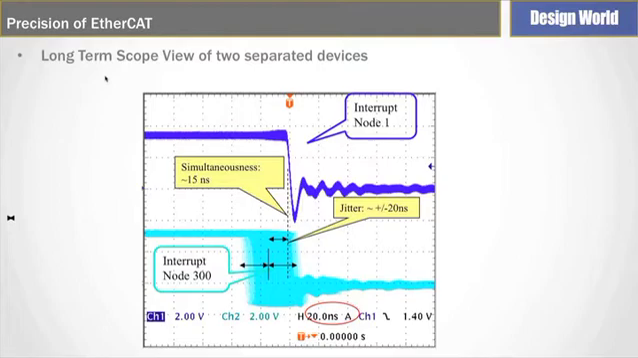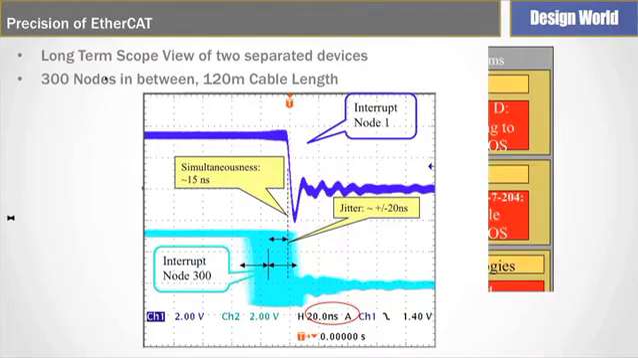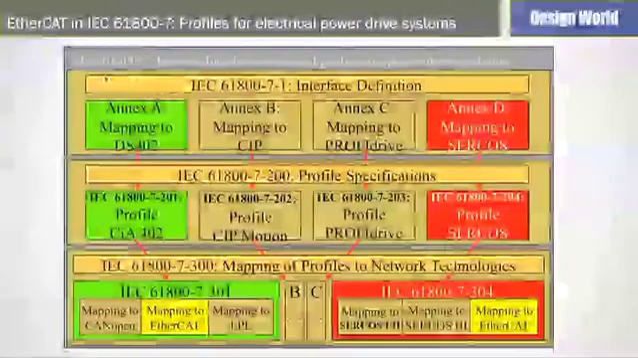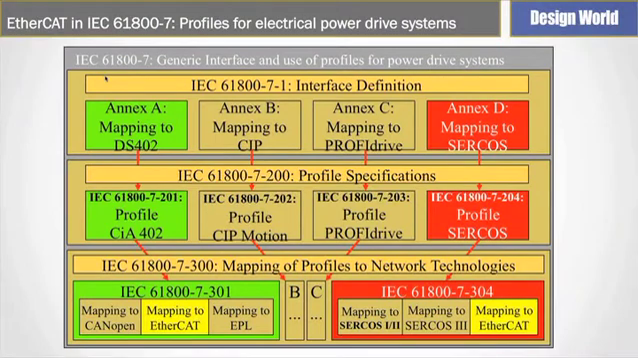So this is a long-term scope view of 300, I think it's actually 302 nodes. We're firing the first output of the first node and an output of the last node, and we see that we get a jitter of plus or minus 20 nanoseconds in this example. So very high ability to synchronize the network, even with jittering master frames.